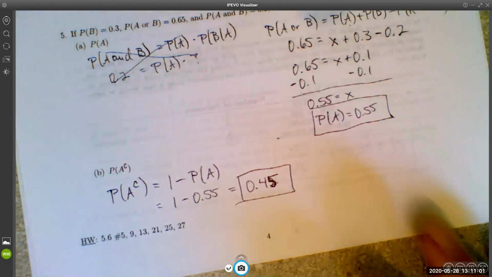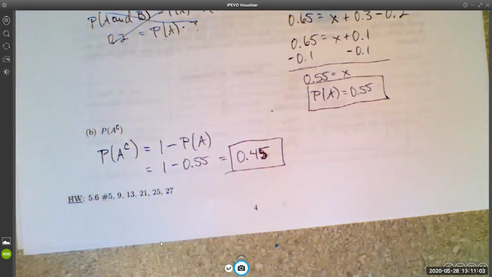And that's that, okay? So here's your homework assignment from 5.6, and this brings us to the end of Unit 1. So your first order of business is to finish all of the Unit 1 homework, and then once you've done that, you can start preparing for your test.